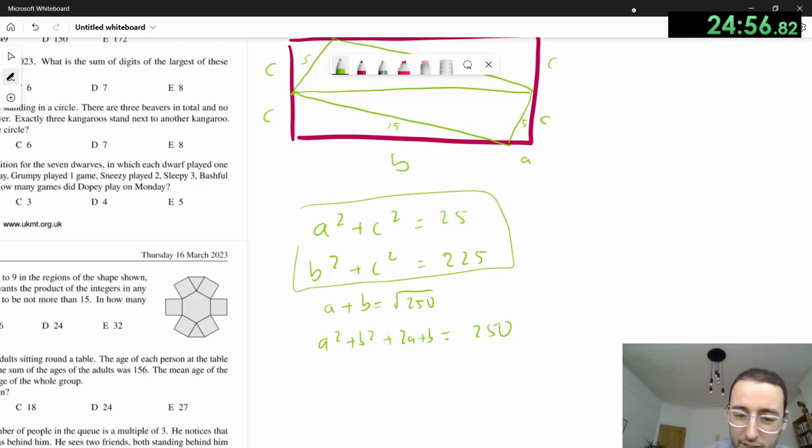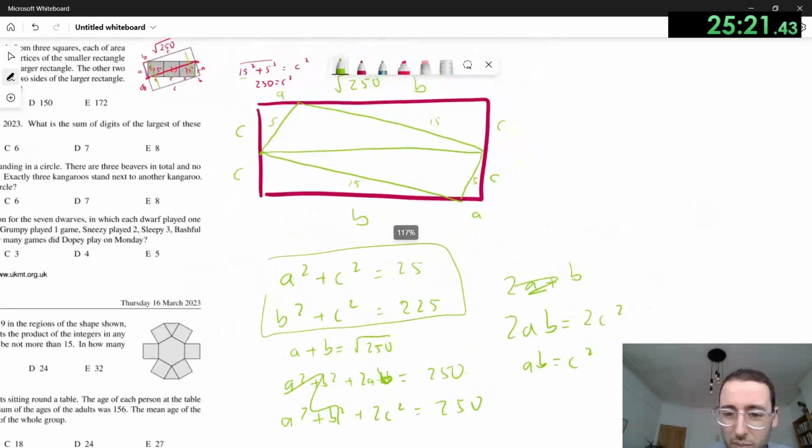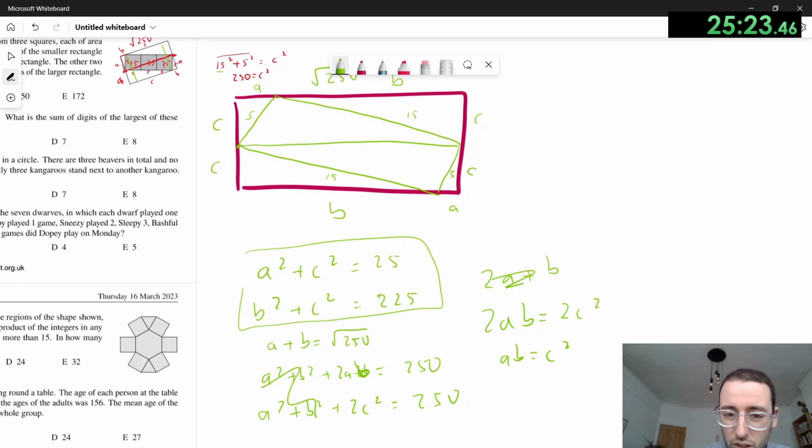Wait. If I add these together, I also have A squared plus B squared plus 2C squared equals 250. So 2A plus B. Wait, why have I got 2A plus B? I think that's 2AB. 2AB equals 2C squared. AB equals C squared. How's that helping me at all?